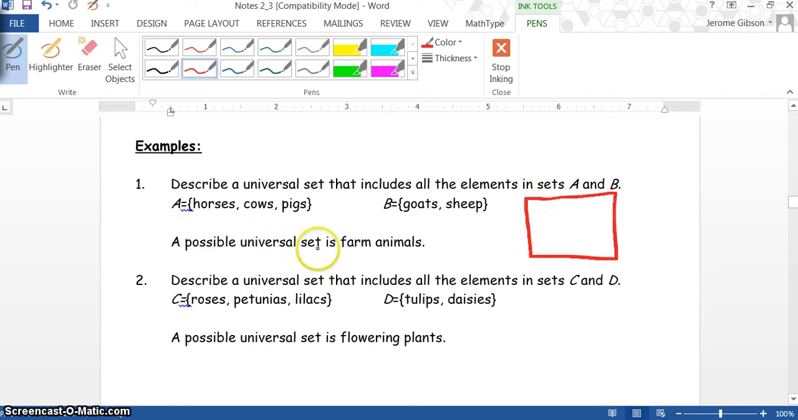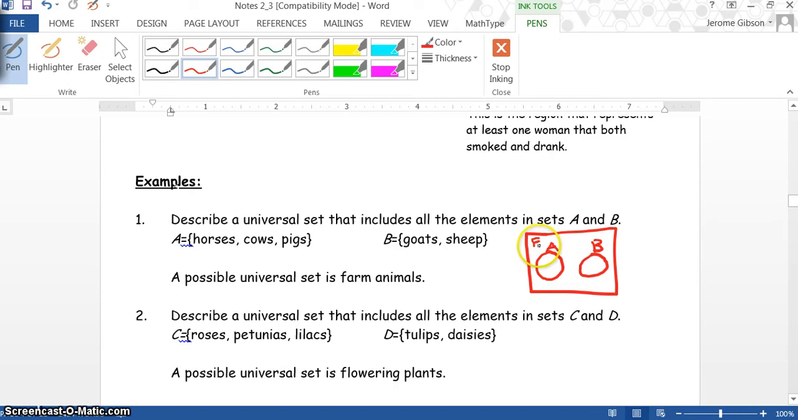And again, it says a possible universal set is farm animals. So we could put an F here to denote that this region here is farm animals. Now we would do one circle here, one circle here. For our Venn diagrams, we would make this A and we would make this B. There is no overlap. So this is basically our Venn diagram.